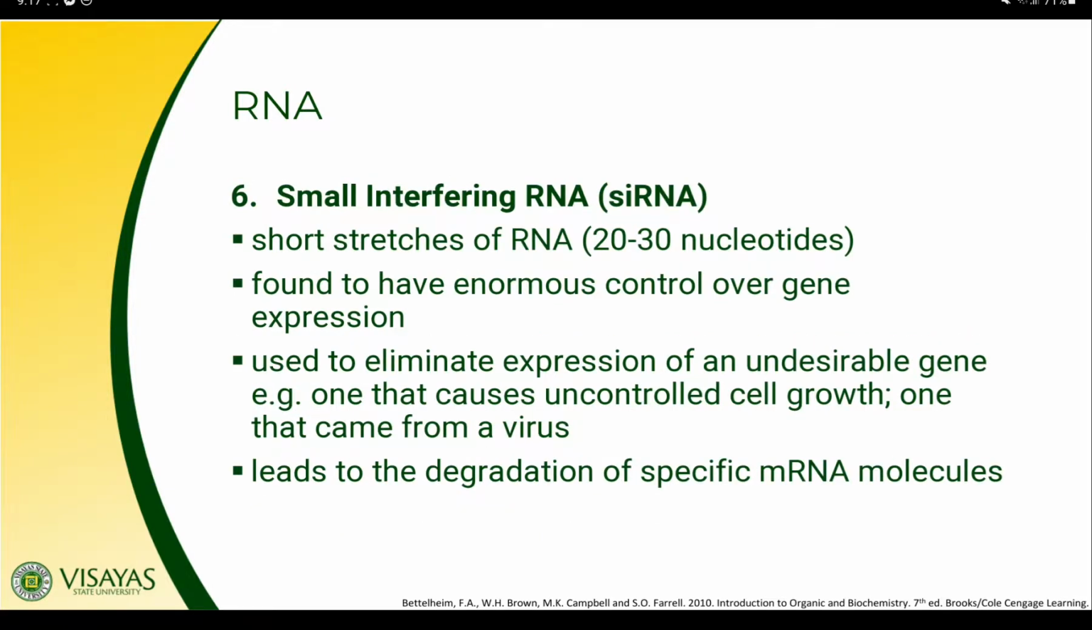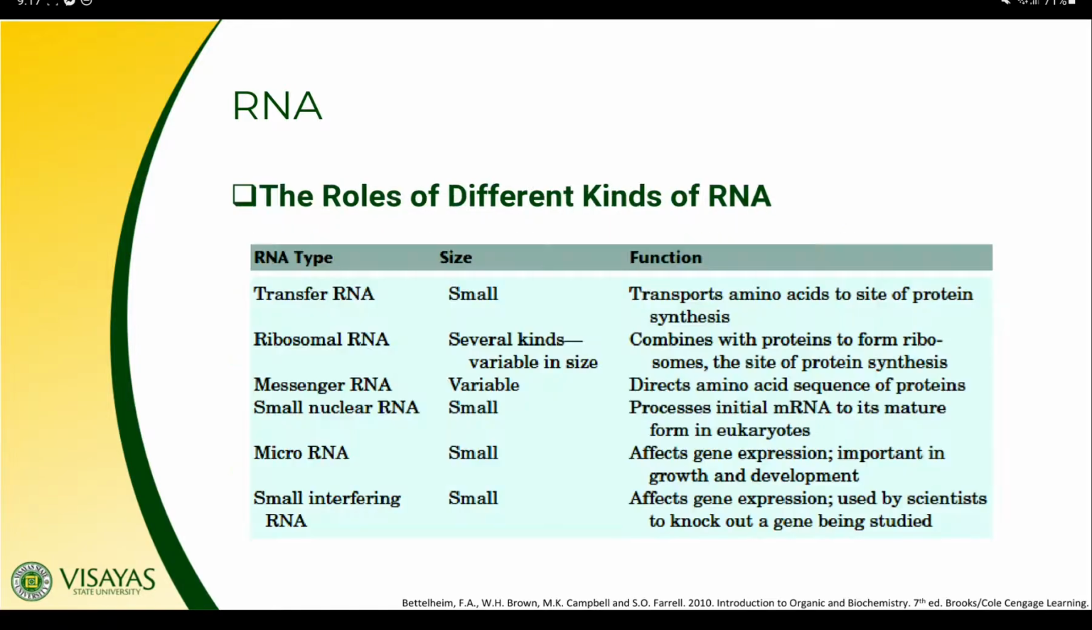The last type of RNA is called small interfering RNA, or siRNA. This has enormous control over gene expression. It can be used to eliminate expression of an undesirable gene, for example, a gene that causes uncontrolled cell growth, as in cancer cells, or one that came from a virus. This leads to the degradation of specific mRNA molecules.